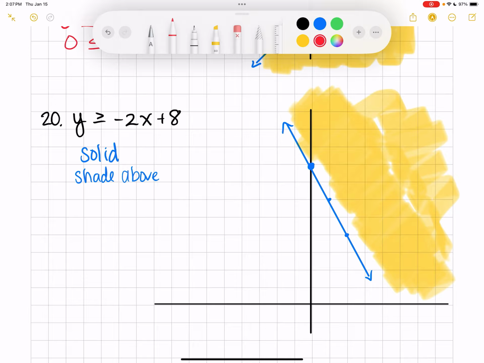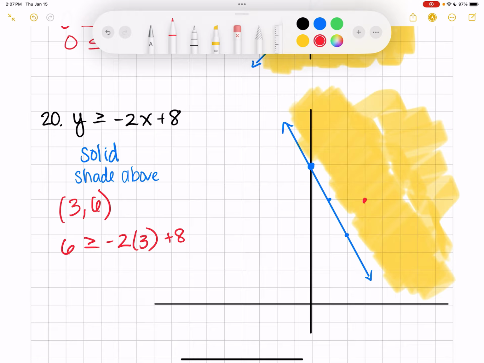All right, so I'm going to check a point in here and see if I am right. So if I'm right, then we're going to say this point right here should be a solution to my equation. So that would be 3, 1, 2, 3, 4, 5, 6. 3, 6 should be a solution to this equation if I have shaded it correctly. So I'm going to plug it in and check. So 6 is greater than or equal to negative 2 times 3 plus 8.